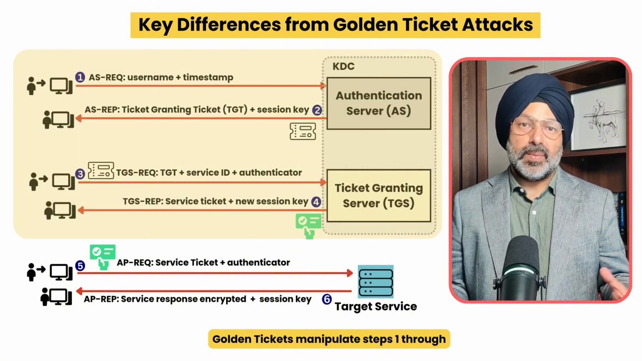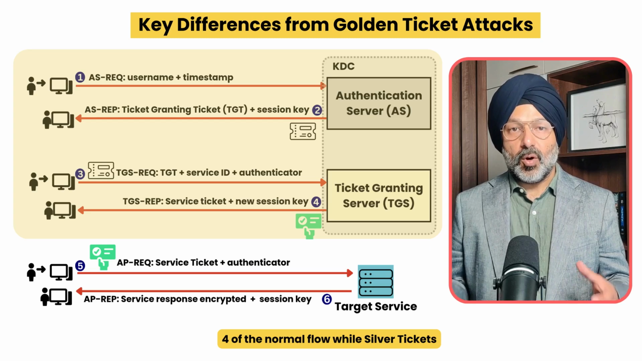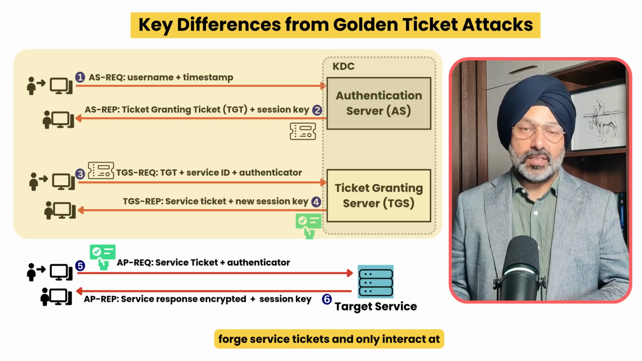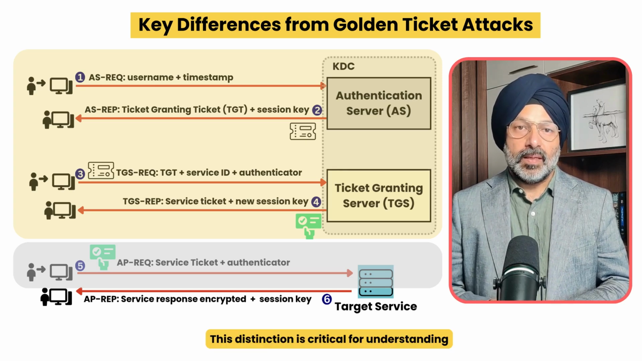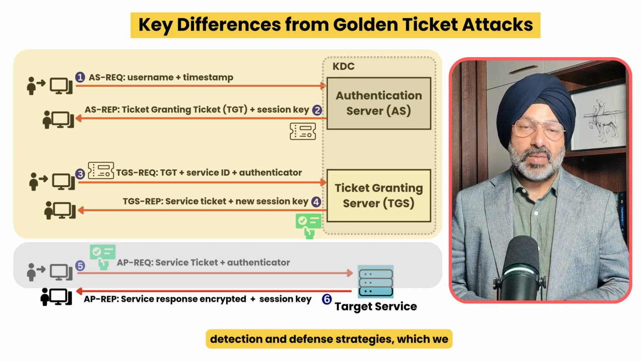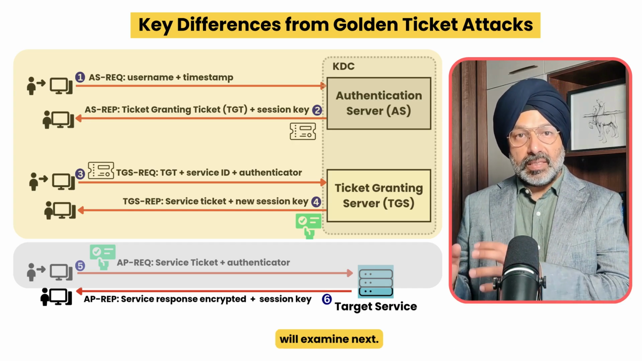Golden tickets manipulate steps 1 through 4 of the normal flow, while silver tickets forge service tickets and only interact at step 5. This distinction is critical for understanding detection and defense strategies, which we will examine next.